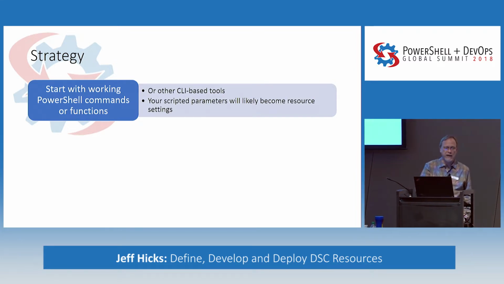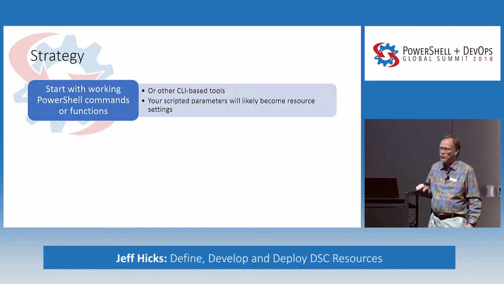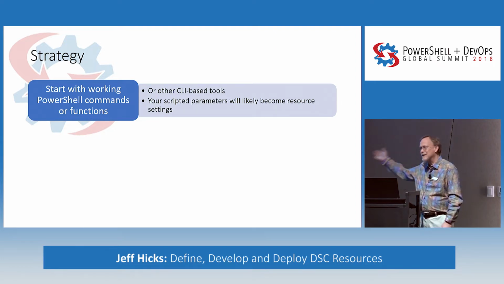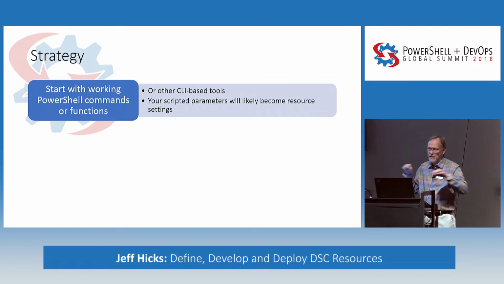Build your scripts that rely on those tools, and more than likely the parameters in your functions or scripts are going to become the properties of your DSC resources. So if you build your scripts first, you're 80% done in building your resource. The whole point about a DSC resource is if you can implement it from a command line, from a PowerShell prompt, you can build a DSC resource.